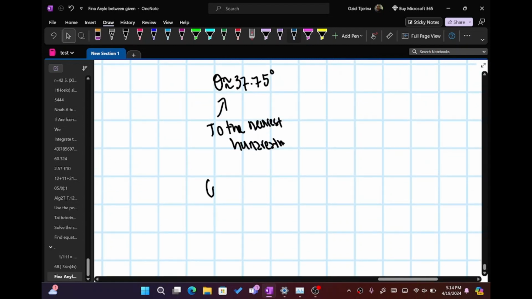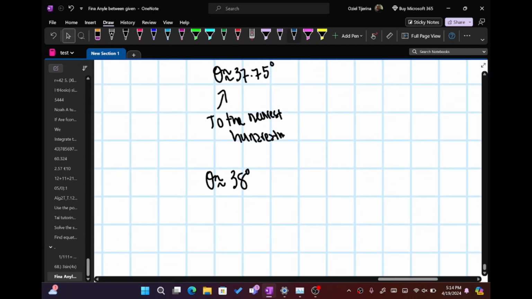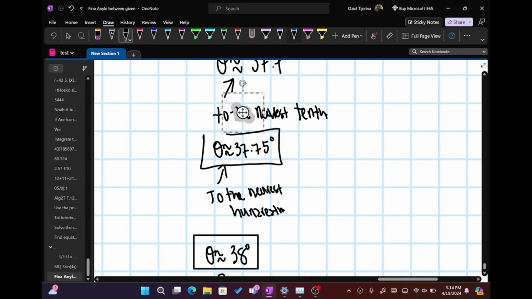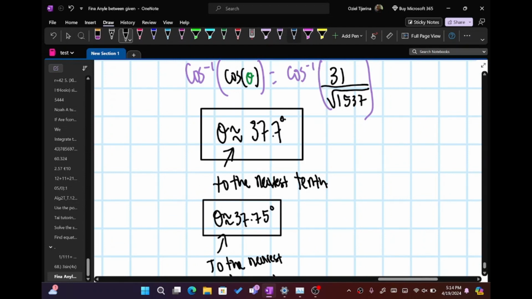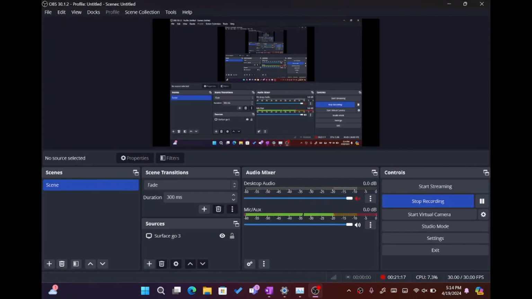And then finally, theta is approximately 38 degrees if you want to round it to the nearest whole number, or whole degree, right? These are 3 different answers, guys. It depends on what they want you to round it to. If the problem asks you to do it to the nearest tenth, nearest hundredth, nearest thousandth, or nearest whole degree, that would be how you would do this.